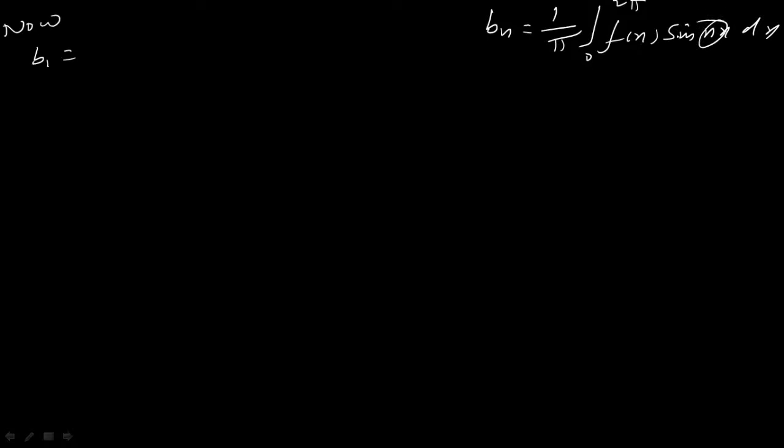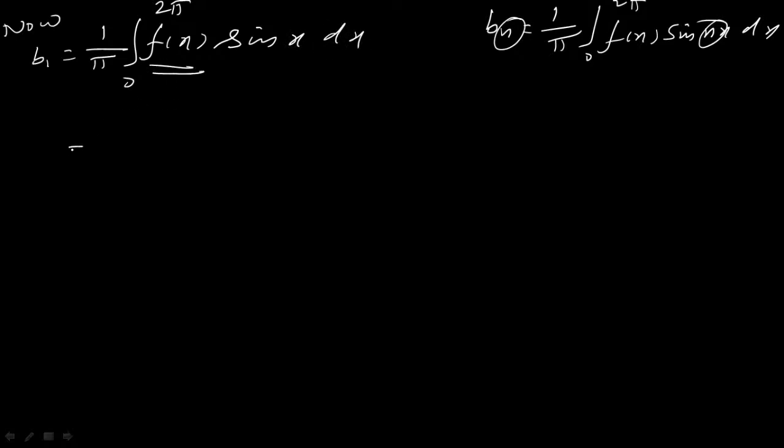Now b1 is equal to, you know the formula for bn. Bn is equal to 1 by pi, that is the general formula, 0 to 2 pi f of x sin nx dx. You just replace this n by 1, you get b1. So b1 is equal to 1 by pi 0 to 2 pi f of x sin x. Now in the next step, we replace f of x by given function, that is 0 to 2 pi. Your f of x given function is x cos x, product sin x dx.